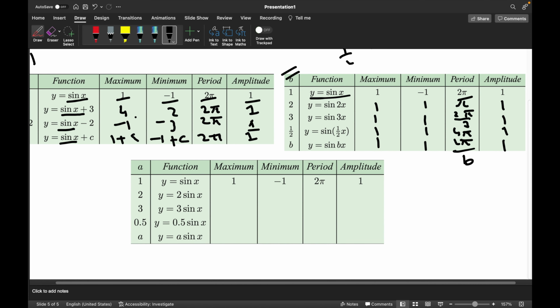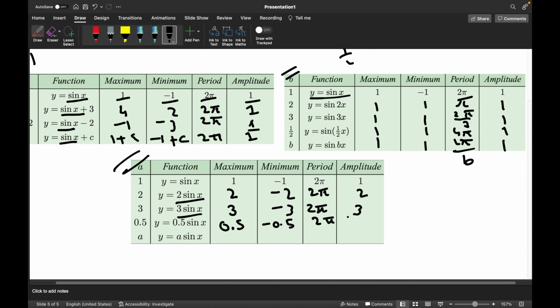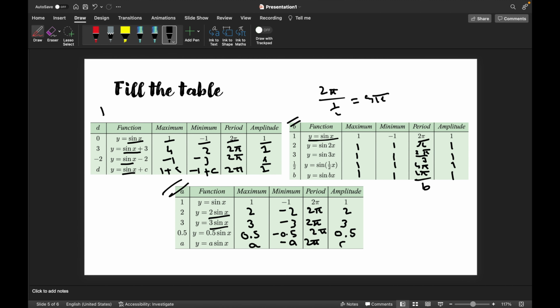Now let's look at the last question. This deals with amplitude. So maximum is 2, minimum is -2. Period remains the same. Amplitude would be 2. Similarly, this would be 3, -3, 2 pi, 3. And then maximum would be 0.5, minimum -0.5, and 0.5. This would be a, -a, 2 pi and amplitude is a.